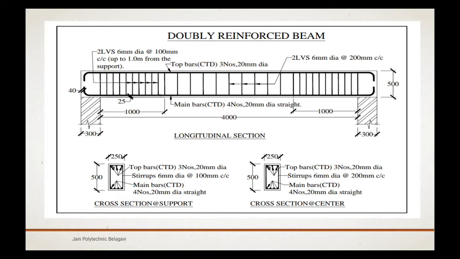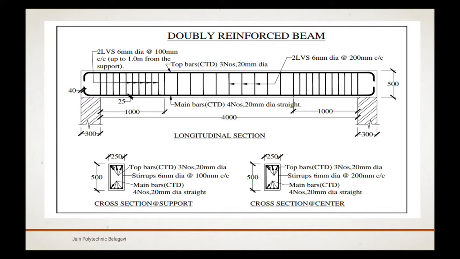So the cross section at a support, see here: top bar CTD 3 numbers 20 mm dia, stirrup 6 mm dia at 100 mm center to center, and main bar CTD 4 numbers 20 mm dia straight.